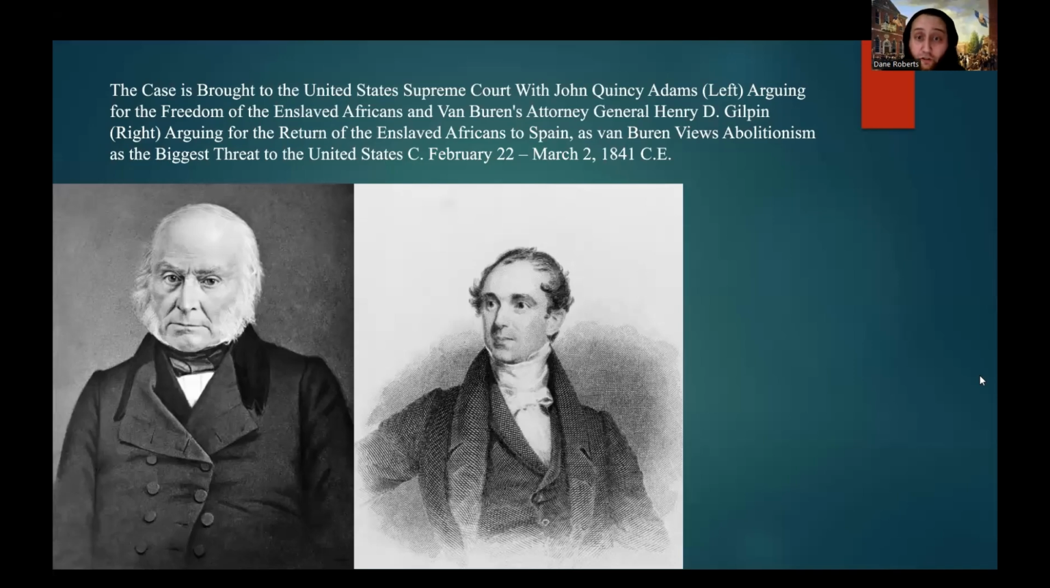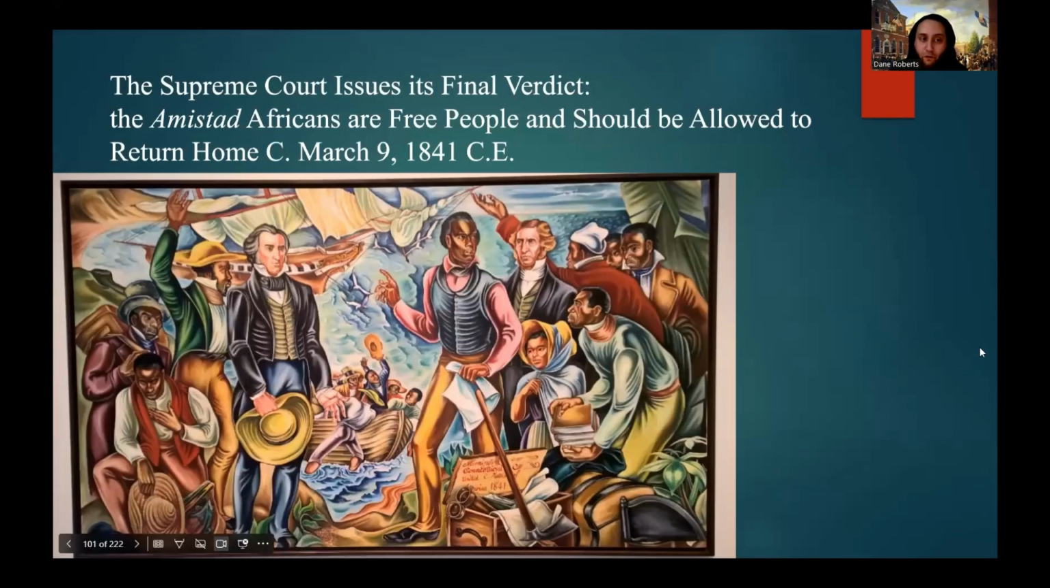The case would then be brought to the United States Supreme Court, with John Quincy Adams arguing for the freedom of the enslaved Africans, and Van Buren's Attorney General, Henry D. Gilpin, arguing for the return of the enslaved Africans to Spain, as Van Buren viewed abolitionism as the biggest threat to the United States, with this court case happening between February 22nd and March 2nd of 1841 CE. The Supreme Court would issue its final verdict: the Amistad Africans were free people who should be allowed to return home, upon which they did, departing on March 9th, 1841 CE.